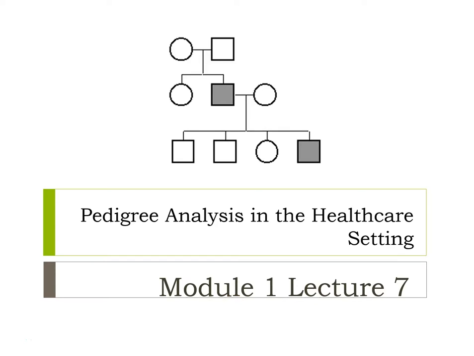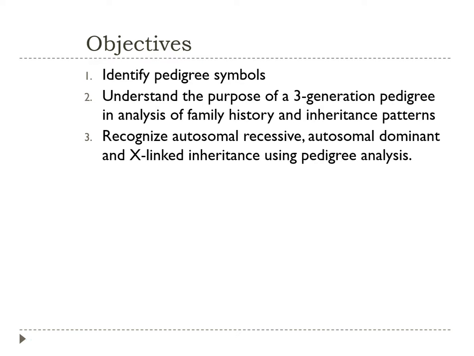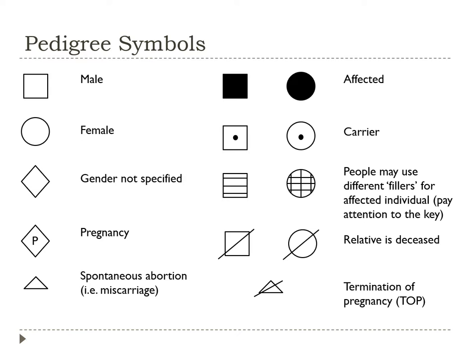Pedigree analysis in the healthcare system. This is Module 1, Lecture 7 in the genetic series. So the objective of this lecture is to understand pedigree symbols, to understand the purpose of the 3-generation pedigree analysis in the family history of inheritance patterns, and to recognize autosomal recessive, autosomal dominant, X-linked inheritance using pedigree analysis.